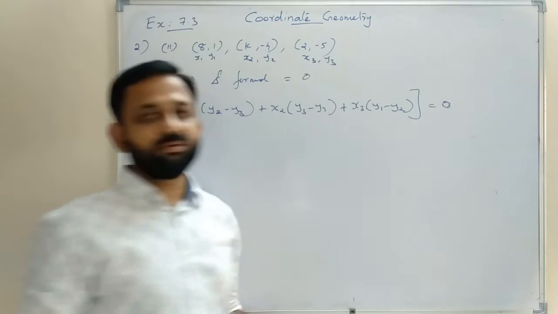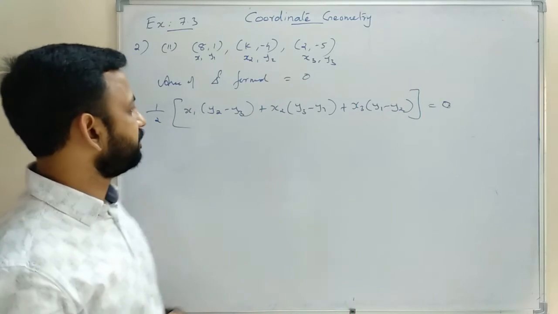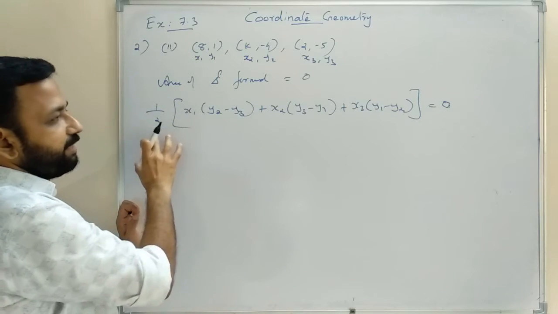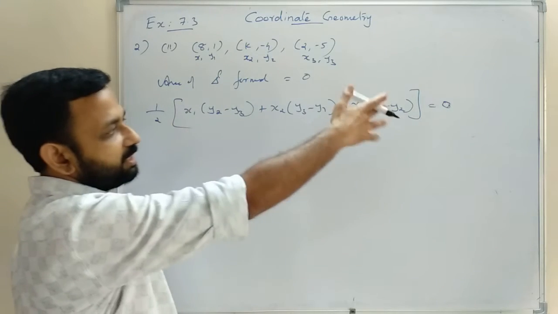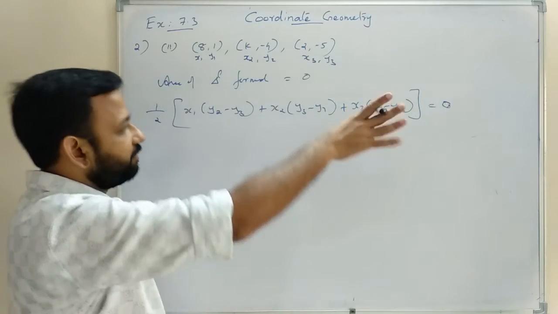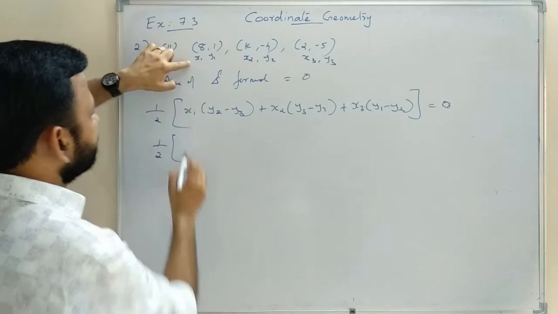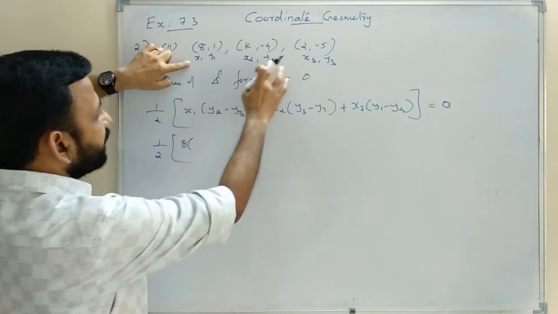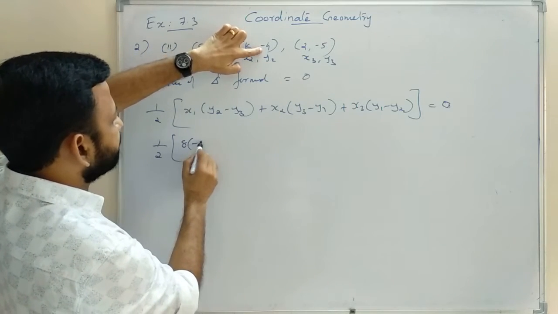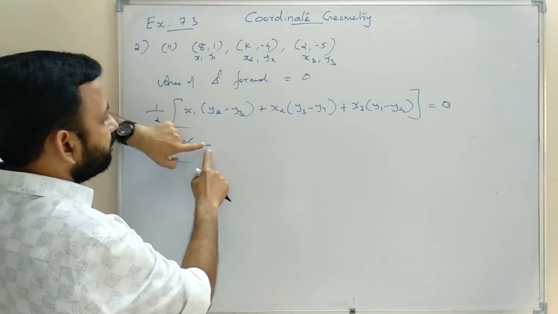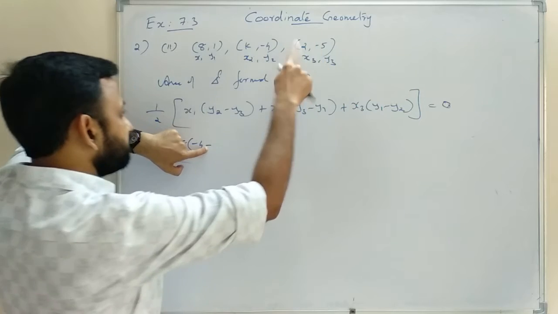Area equal to 0. Now, the 1 by 2 is actually not required, because when we take 1 by 2 from left to right, it is 0 into 2 by 1, that will be 0. Anyway, we will write here 1 by 2 into x1, that is 8, into (y2 minus y3). y2 is minus 4, minus y3, that is minus 5.